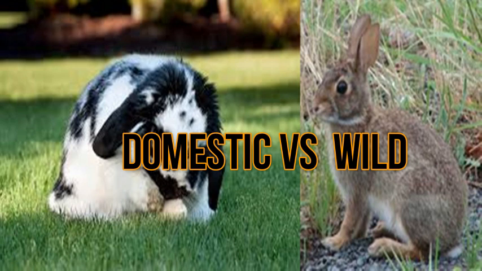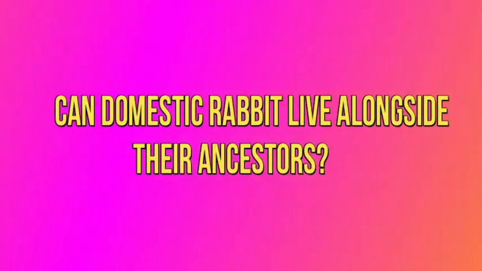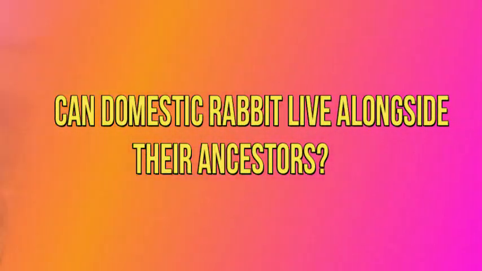As prey animals, both wild and domestic rabbits tend to become frightened and run at loud sounds and at the scent of predatory animals such as dogs and large birds. However, with time and patience, a domestic rabbit can bond with humans, whereas wild rabbits typically fear humans and will run away. Can domestic rabbits live alongside their ancestors?